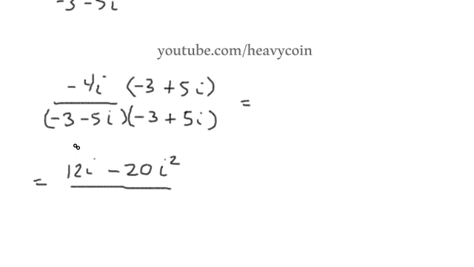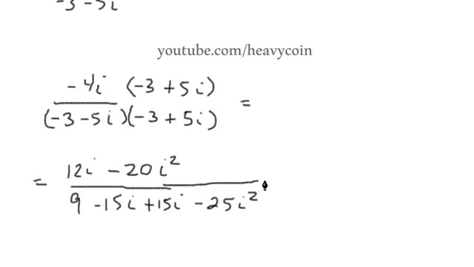All right, over, so -3 times -3 is 9. -3 times 5i is -15i, and then -5i times -3 is positive 15i, and -5i times positive 5i is -25i squared.